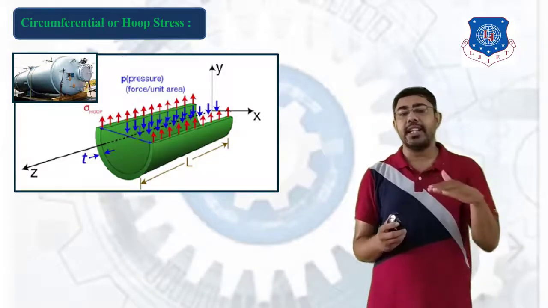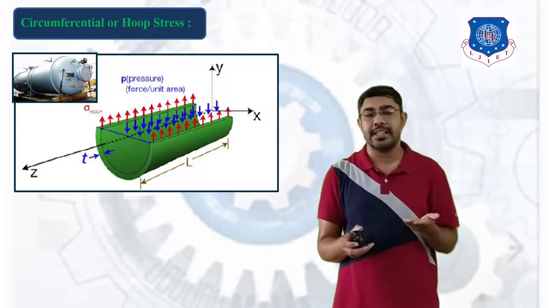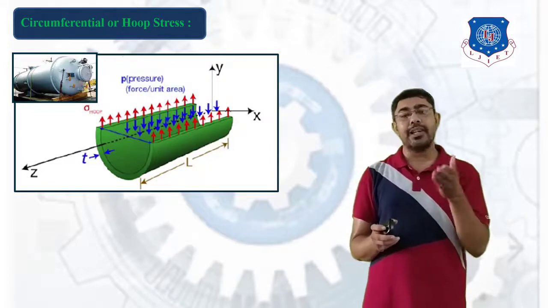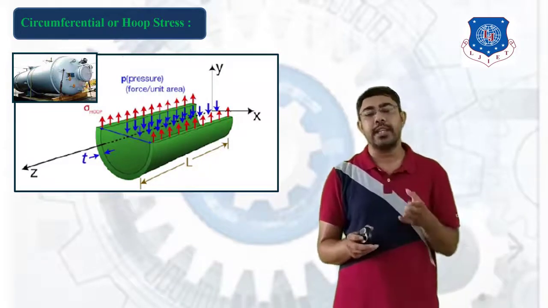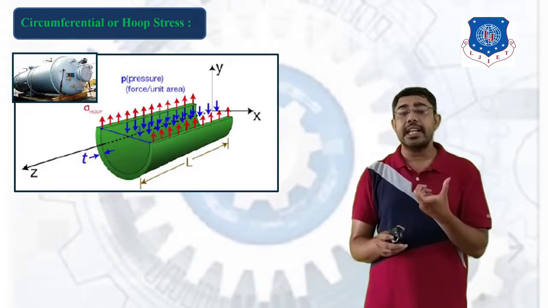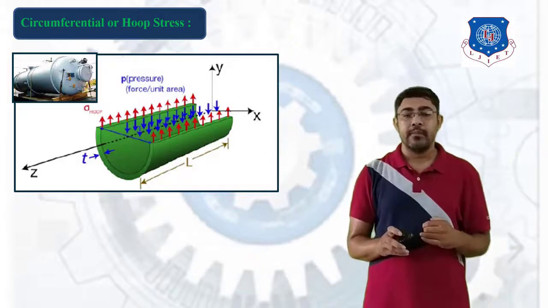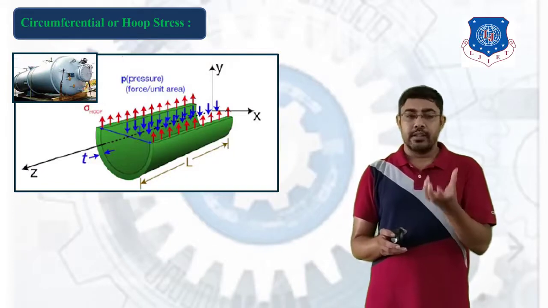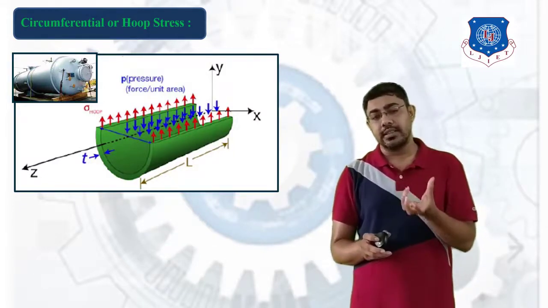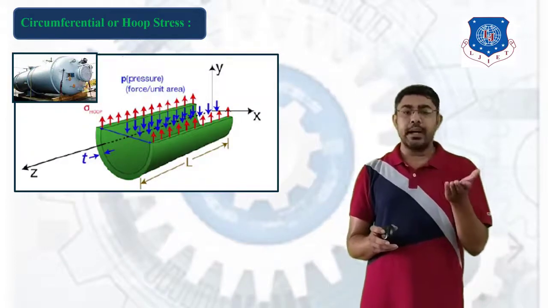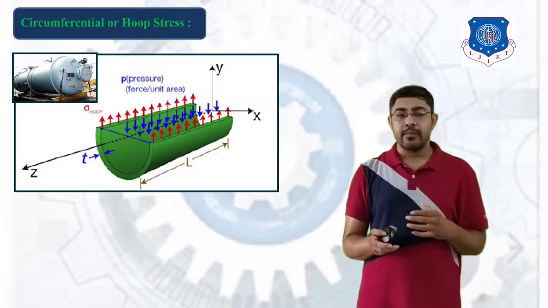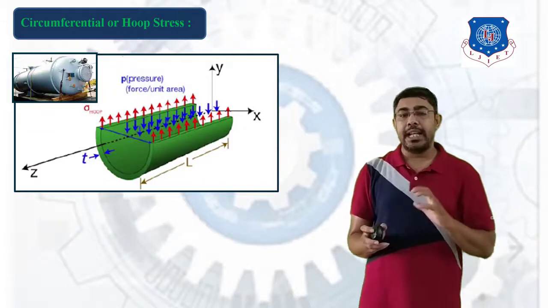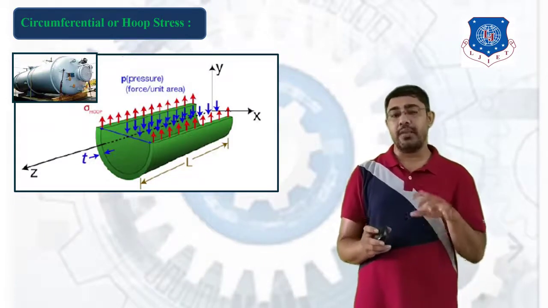The projected area as per the longitudinal cross section is capital D into L. So the diameter of the cylinder into the length of the cylinder is the projected area on which the pressure is applied. Opposite to this force, the resisting force is generated, that is sigma hoop into the projected area. So here we have to balance the forces in the y-axis to calculate the hoop stress or circumferential stress.